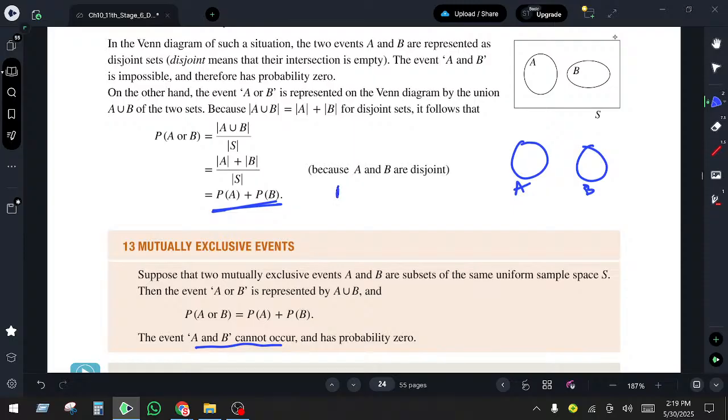And see here, cardinality of A union B is equal to cardinality of A plus cardinality of B minus cardinality of A intersection B. So in this case our probability formula is also like this. Probability of A union B is equal to probability of A plus probability of B minus probability of A intersection B. That's why we are studying sets as well as probability.